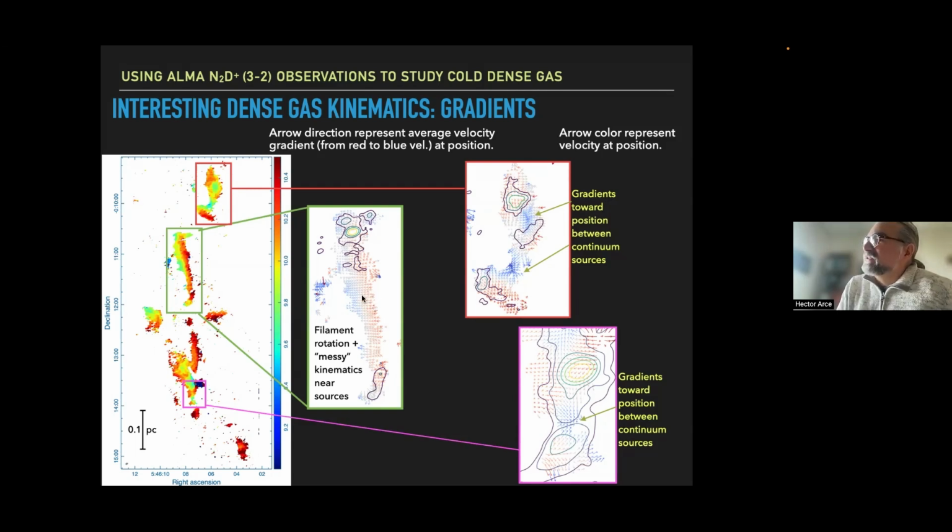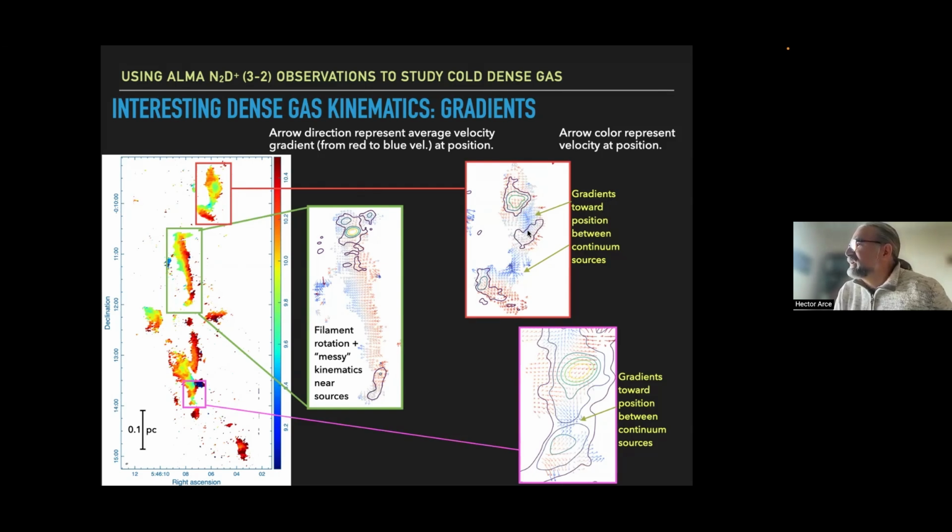The arrows here show the velocity gradient, and the color of the arrows indicates the average velocity. And in other regions, and these other parts are not published, we see interesting features in the kinematics.